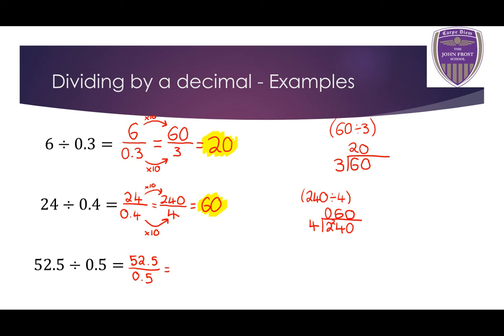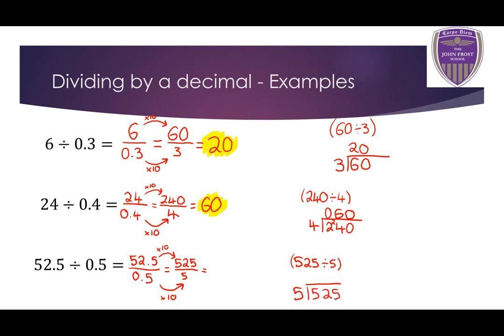Now I need to change these into nicer numbers. So I'm going to change 0.5 by multiplying it by 10. And that gives me 5. And I have to change the top number as well, because whatever I do to the bottom, I have to do to the top. So I end up with 525. Now that's quite handy, because now it's turned both of them into whole numbers, into integers, okay? So now all I have to find the answer to is what is 525 divided by 5. Good old trusty bus stop method.